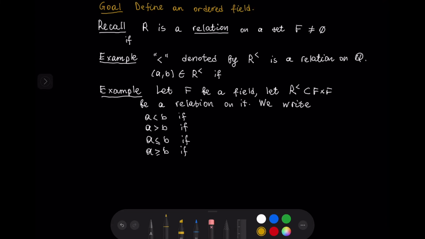In order to be able to do that, we need to recall what is a relation. So R is a relation on a set F, that is a non-empty set, if R is a subset of the Cartesian product of F with itself. And just to recall, the Cartesian product of F with itself is the set of all ordered pairs (a, b) such that a is in F and b is in F. So a relation is simply a set of ordered pairs such that each element in the ordered pair is an element of F. For example, the operation of comparing rational numbers is a relation. We say that the ordered pair (a, b) is in this relation R if a is less than b.